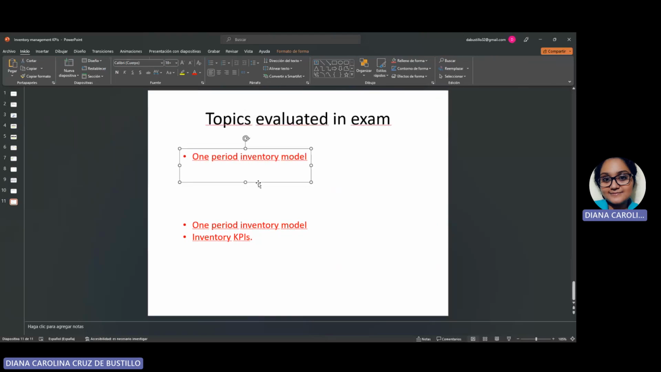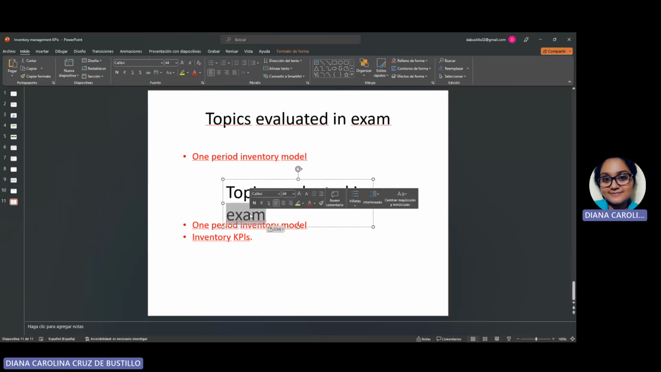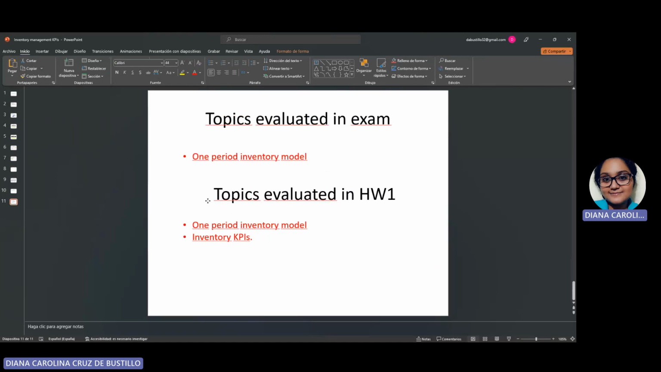I have already updated the platform for you to be able to see the classes related to the one period inventory model. It's not a lot of material to cover, so please make sure you understand it well. You can check the recordings that I have left for you in Teams. I'm going to try to gather them all and place them in the platform as well. But please do your best, okay? This is the final exam. It's just one topic, and I'm pretty sure that you can do a good job.